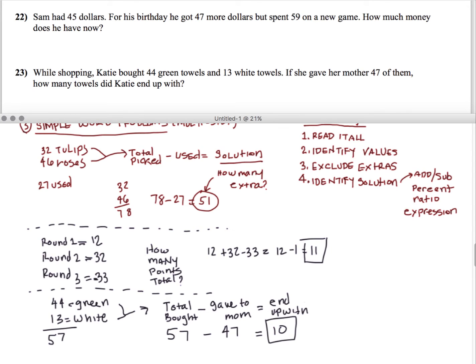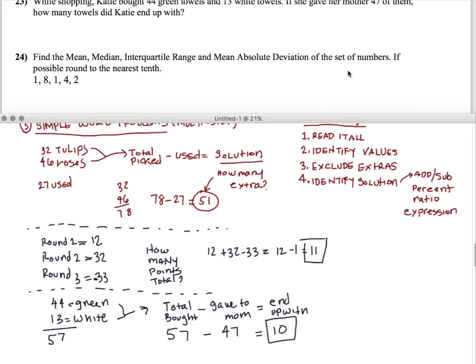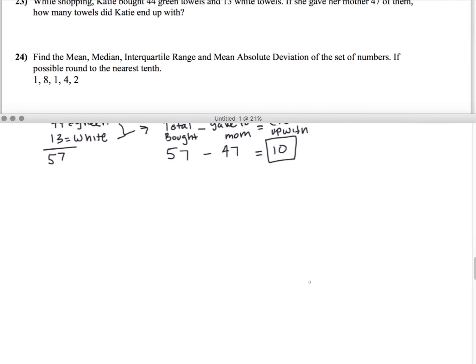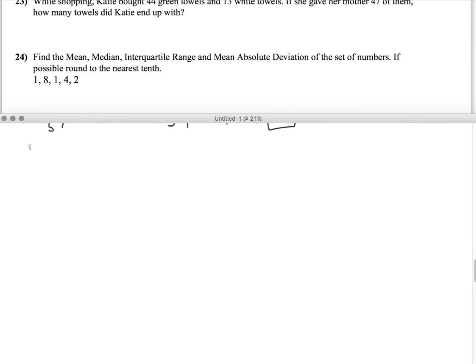So, simple enough, right? Okay, we're now going to move to the more challenging one, and that is the basic statistics. So let's go ahead, and first of all, this is a very important part of what we're doing here, so you really need to pay attention here, okay? And we're being asked for 4 things: the mean, the median, the interquartile range, and the mean absolute deviation.